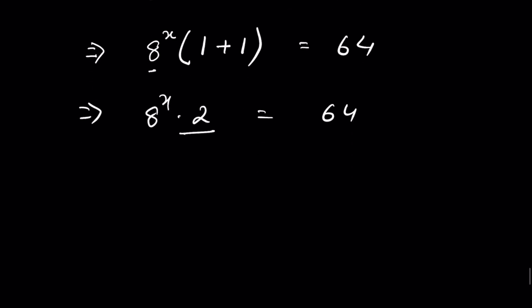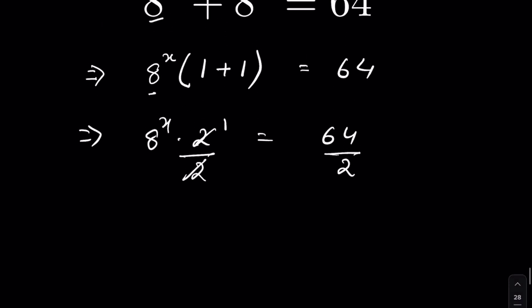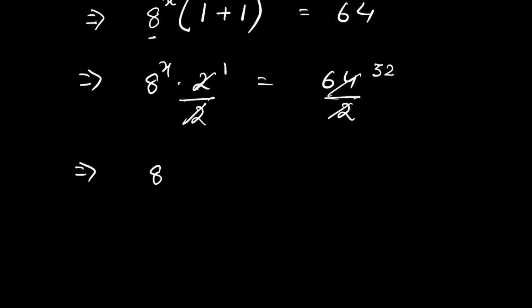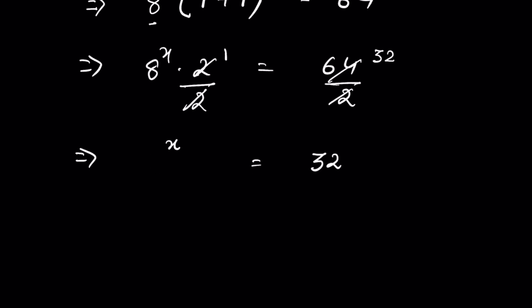Let's divide both the sides by 2. 2 and 2 here get cancelled, and 2 times 32 is 64. Now 8 raised to the power x is equal to 32. 8 we can write as 2 raised to the power 3, then whole raised to the power x, and 32 we can write as 2 raised to the power 5.